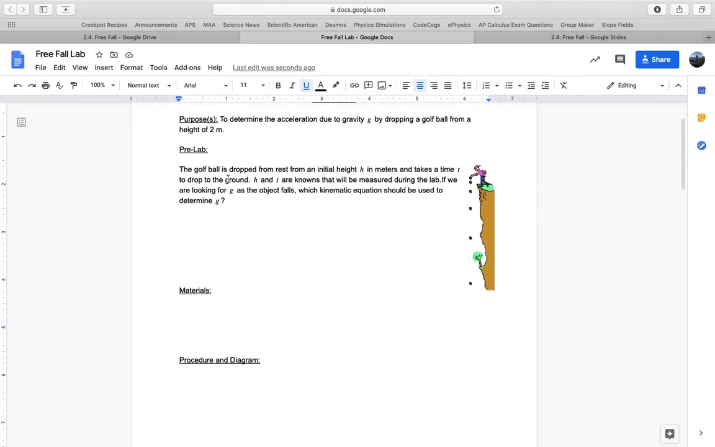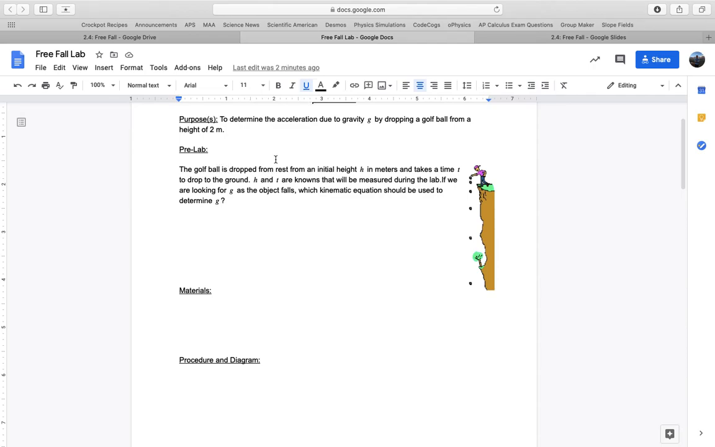Okay? We have 3 kinematic equations that we have worked with so far. However, there's only one kinematic equation that we're going to use to determine our acceleration due to gravity. So there's only one equation we're going to use for this lab, okay? So your goal here is to determine which of these equations to use, okay? So here's your scenario to help you narrow down which equation to use.